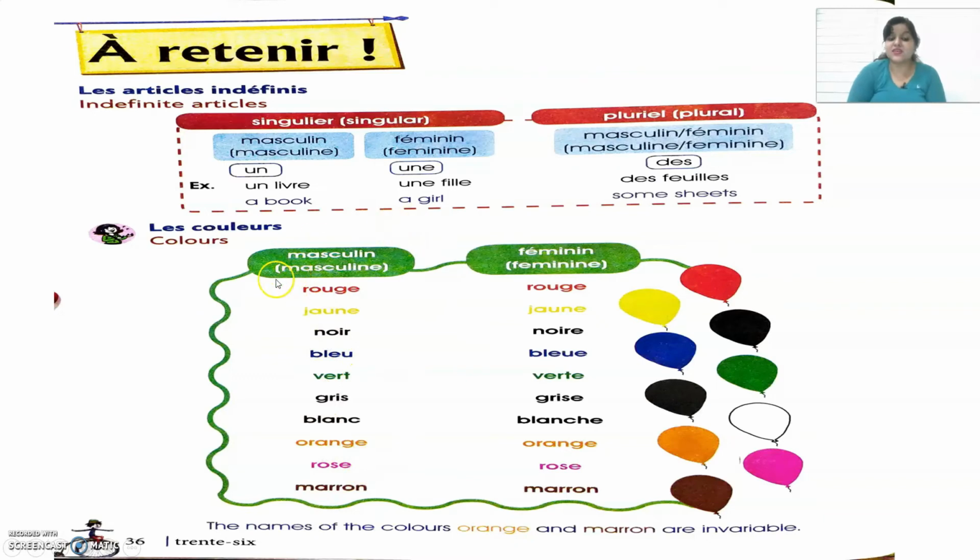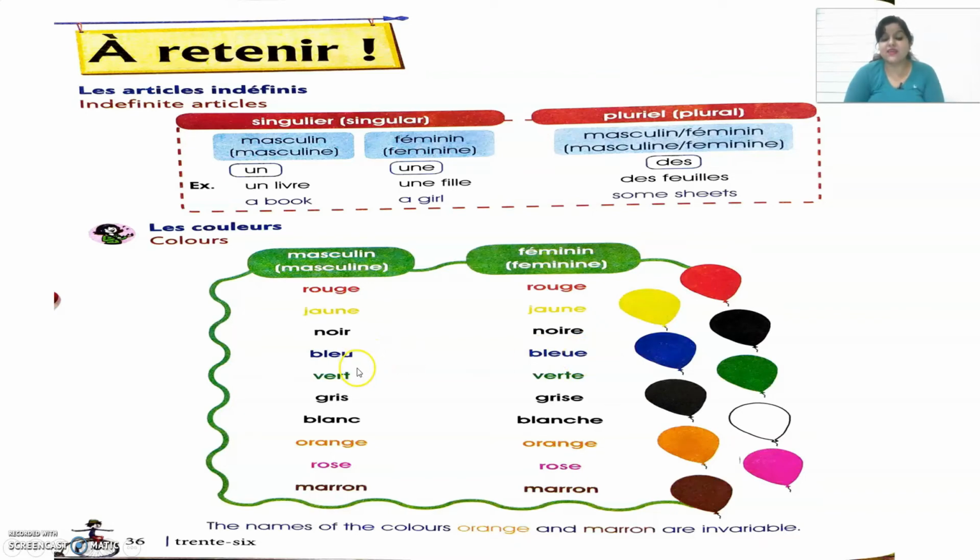They have made a different column for the masculine as well as for the feminine. So as I told you, most of the colors, they have the same spellings for masculine and feminine. Only few are different. For example, noir, that means black. It has an E in the feminine, but the pronunciation is same, that is noir. Same is with bleu. It also has an E in the feminine, but the pronunciation is same.